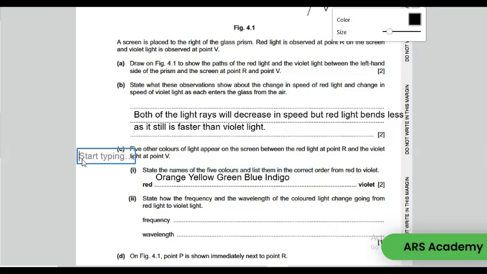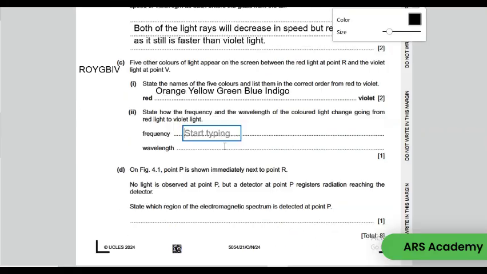Roman 2. State how the frequency and the wavelength of the colored light change going from red to violet. So from red to violet, we know that the frequency will increase and the wavelength will decrease.